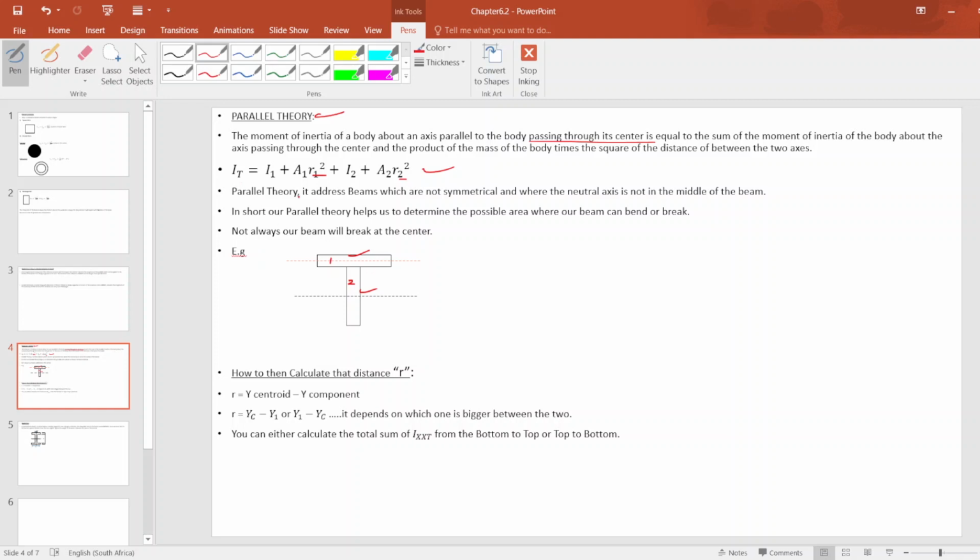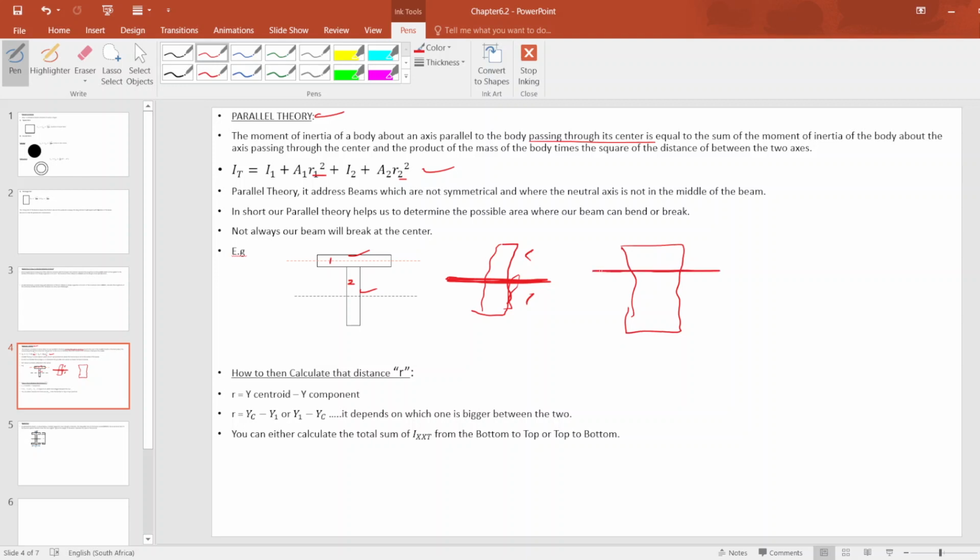Now, the parallel theory addresses beams which are not symmetrical and where the neutral axis is not in the middle of the beam. Firstly, let's look at a symmetrical beam. When we talk of a symmetrical beam, we talk of a beam that bends at the center, meaning the top half of the beam is exactly the same as the bottom half. Then this beam is symmetrical. Non-symmetrical beams are beams which are not bending at the center.